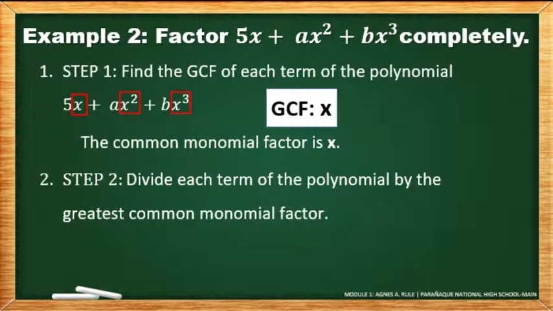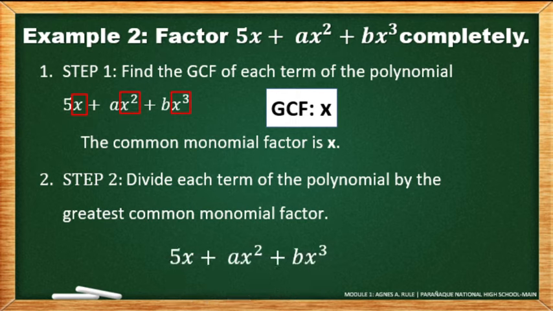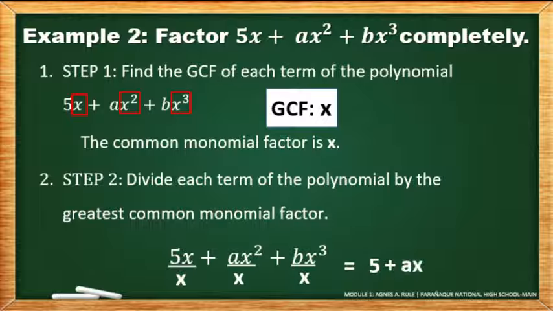Divide each term of the polynomial by the greatest common monomial factor. Our common monomial factor is x. So, divide the polynomial by x. So, 5x divided by x, cancel x, is equal to 5. Then, ax squared divided by x, just subtract the exponent of x squared to x. 2 minus 1, 1. So, therefore, ax.